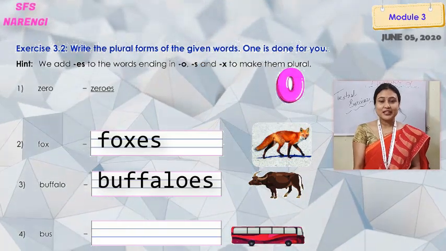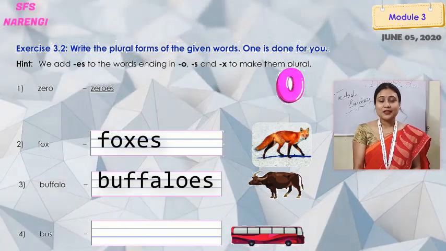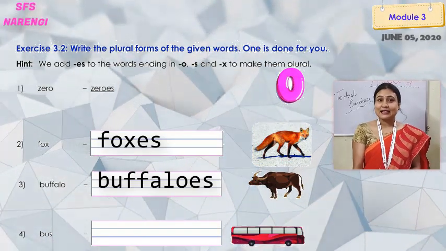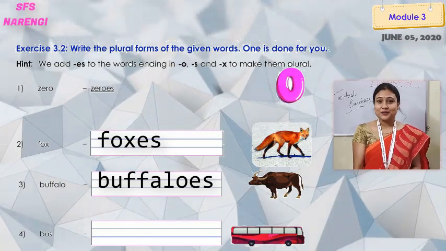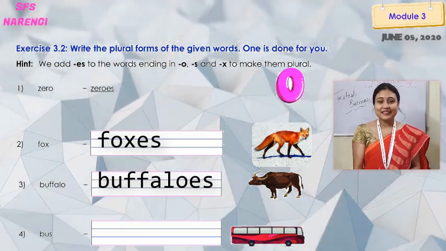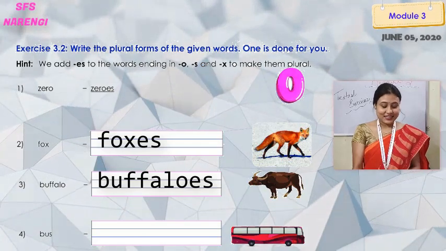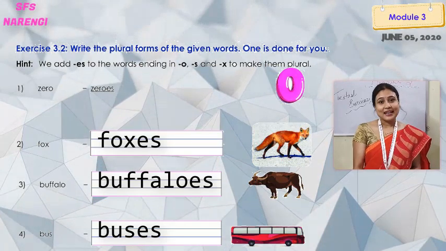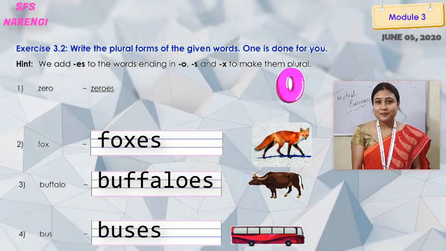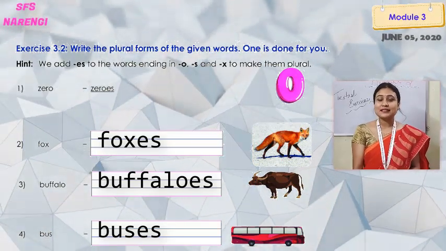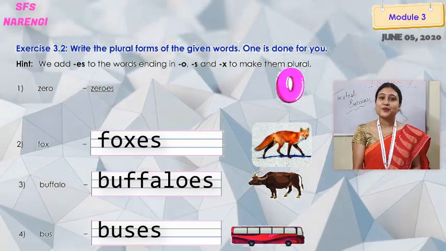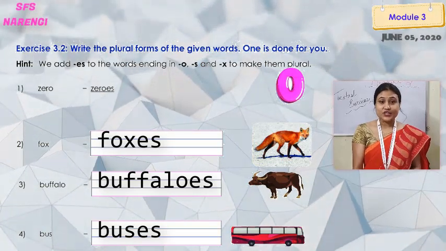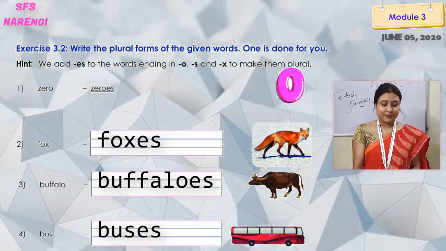What is the fourth word? Bus, B-U-S. What is the last letter of the word? Here it is S. What do we have to add here? Again E-S. Right? B-U-S plus E-S. What is the outcome? What will be the plural form of bus? Buses. B-U-S-E-S. Buses. Got it? Let's check the words one more time.